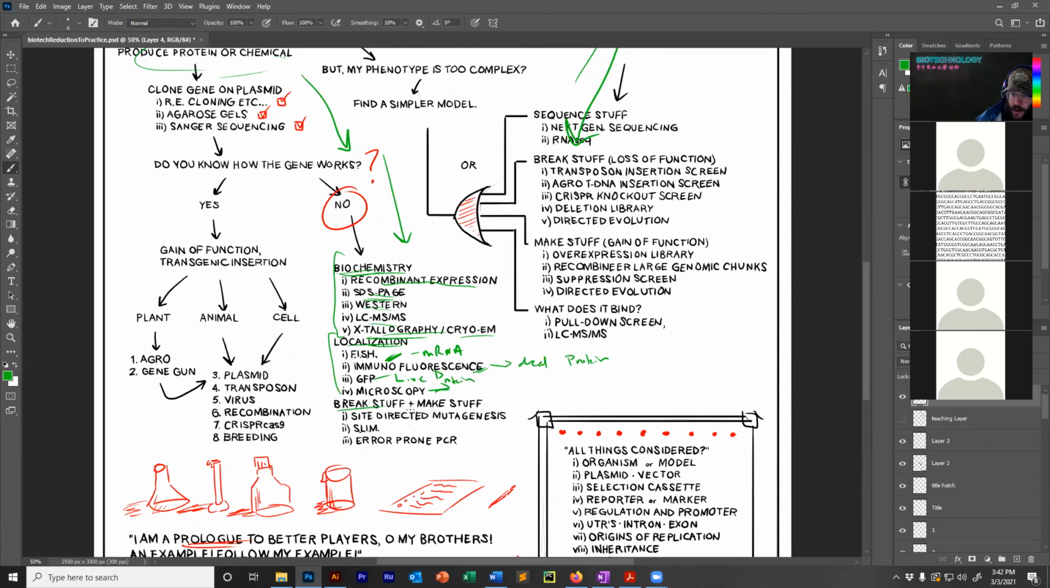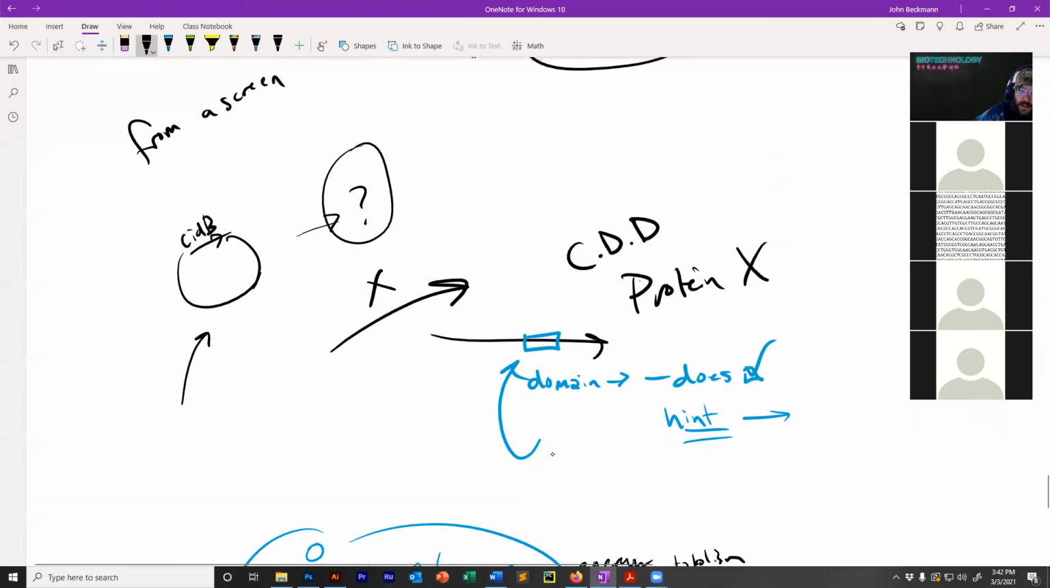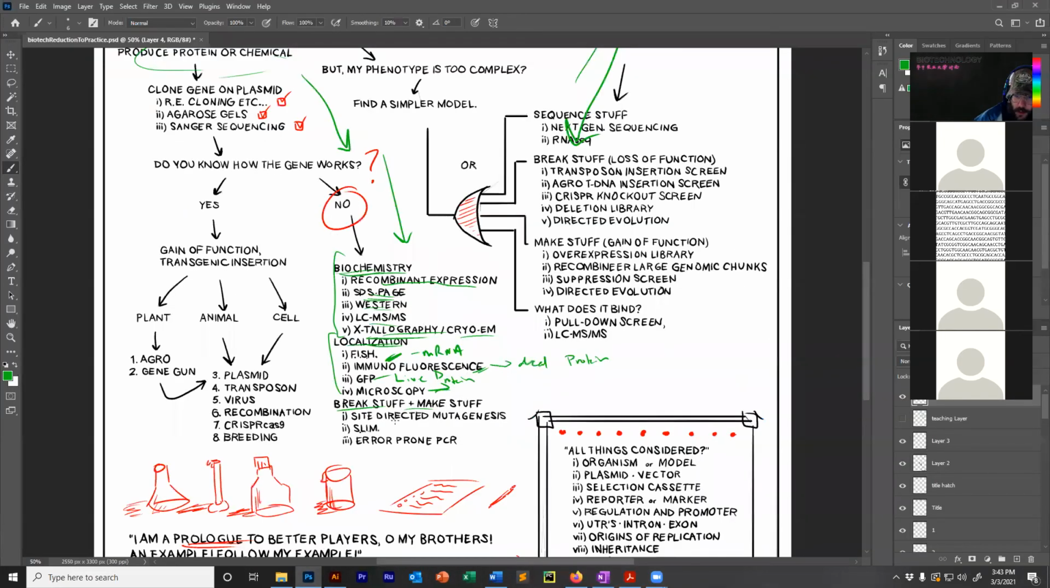And then finally, if you have your cloned gene on a plasmid, so for me, we had our cloned gene on a plasmid, we started running some biochemical tests to explore what the domain does. And then once we did that, then we started breaking it. We started shooting mutations into the SIDB gene, into our gene that we want to study, gene X, and you see if you can break that functionality by mutagenesis. Then that sort of gives you a good confirmation of what it's doing. So you can do site-directed mutagenesis, you can do SLIMs, you can do error-prone PCRs.